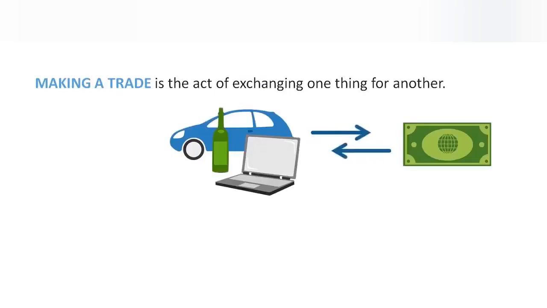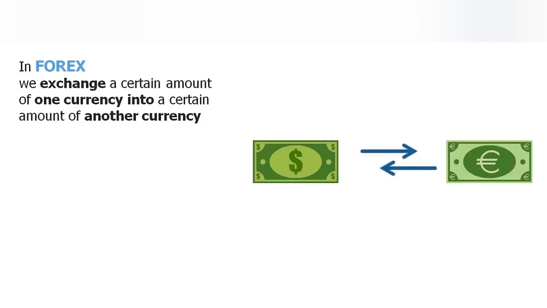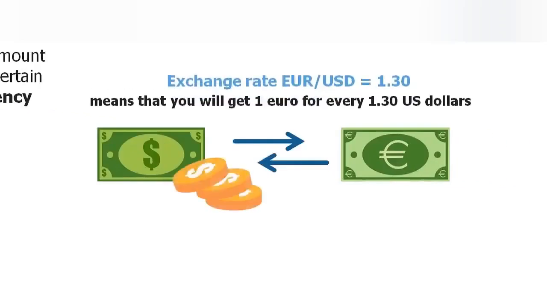Making a trade is the act of exchanging one thing for another. In the context of Forex, it means that we exchange a certain amount of one currency into a certain amount of another currency, based on the current price of the currency pair. For example, if the price of the euro-US dollar currency pair is at $1.30, we can get €1 for every 1.3 US dollars.